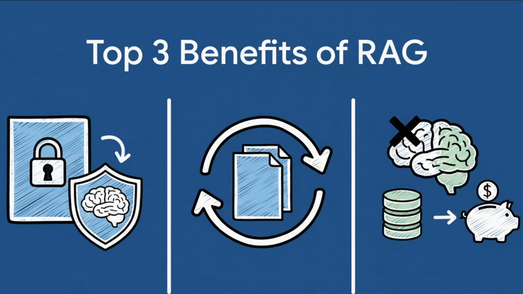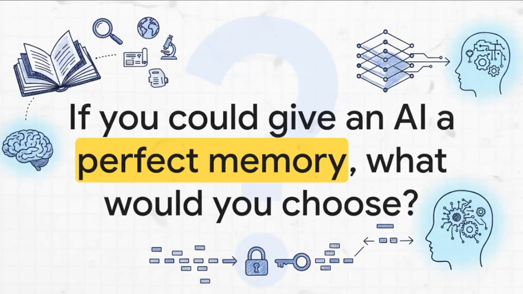And maybe best of all, it's incredibly cost-effective. Instead of retraining a massive AI model, which is super slow and expensive, you're just giving it access to a bigger, better library. And there you have it. That's Retrieval-Augmented Generation. It's the tech that turns a general-purpose AI into your own personal, specialized expert. Which really just leaves us with a final thought. If you could give an AI a perfect, searchable memory of any knowledge base in the world, what would you choose to unlock first?